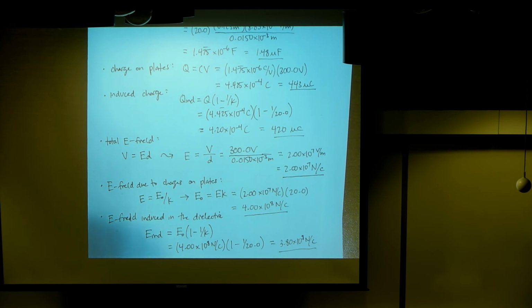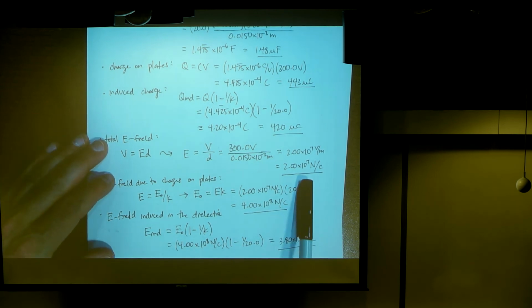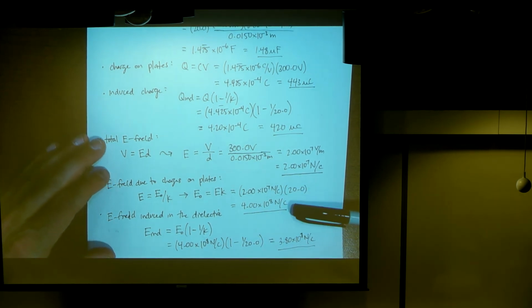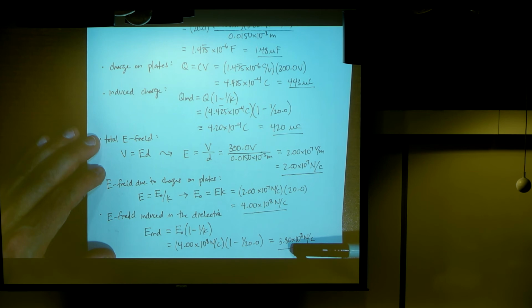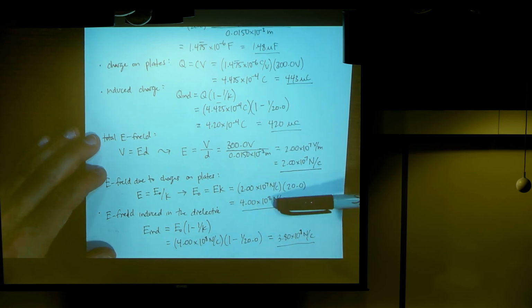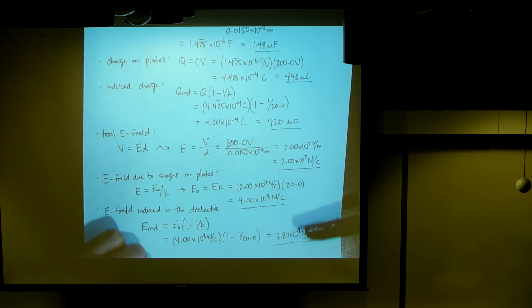So do we have any questions on that? So like the total E field equals the E field due to the plates minus this one. Can we just subtract them? Yep, you can do that. You can subtract this from this and you'll get this. It works out that way, yeah.